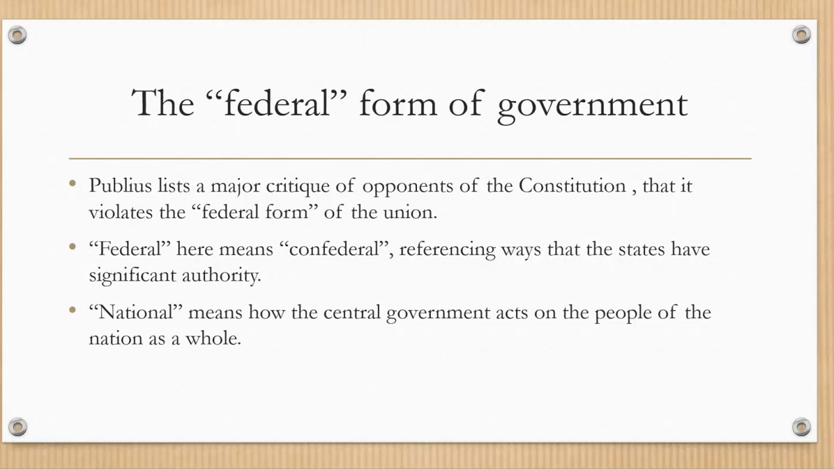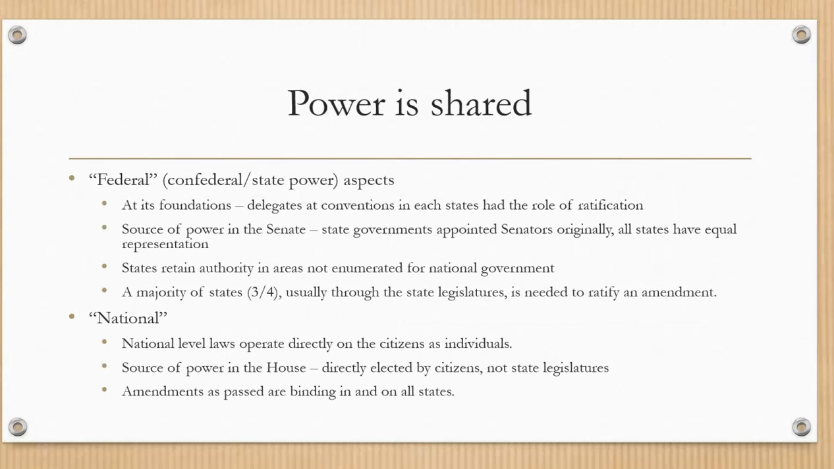So after they've posed this notion of there's state power and then there's national power, the rest of this document is just the author discussing how the Constitution is actually both of those things. In some ways, it preserves power at the state level. In other ways, it preserves power at the national level. So first of all, let's talk about some ways that the Constitution looks very state-oriented. In its foundations, it's state-oriented because the states elected delegates at conventions, right?